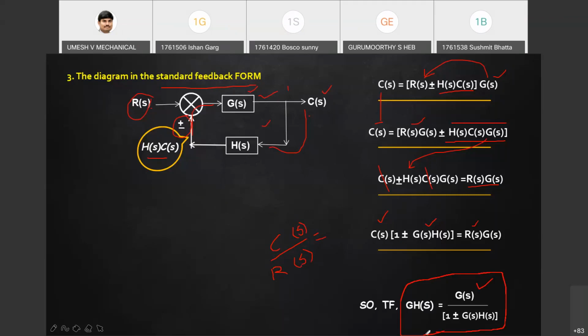Then the transfer function C(S) divided by R(S) equals G(S) divided by 1 plus or minus G(S)H(S). This is another formula. The flow of equations you may be asked to write in the exam. Because you know the final form, it is easy to write the initial steps.